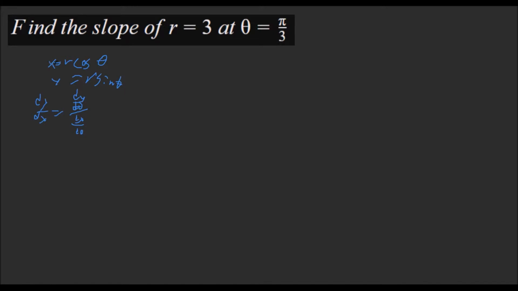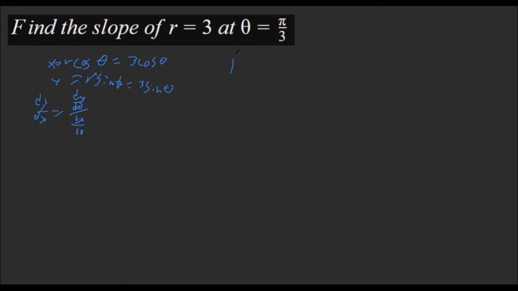Let's begin by finding the equation for x. So let's take r equals 3 and multiply both sides by cosine. So we end up with r cosine theta equals 3 cosine theta. And so our equation for x is 3 cosine theta. Same goes for y, except in place of cosine, we'll have sine. So our equation for y is 3 sine theta. Okay, so we have our x and our y.